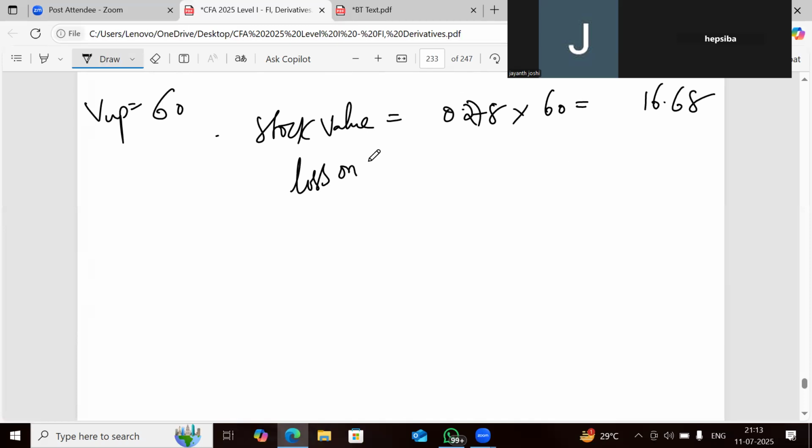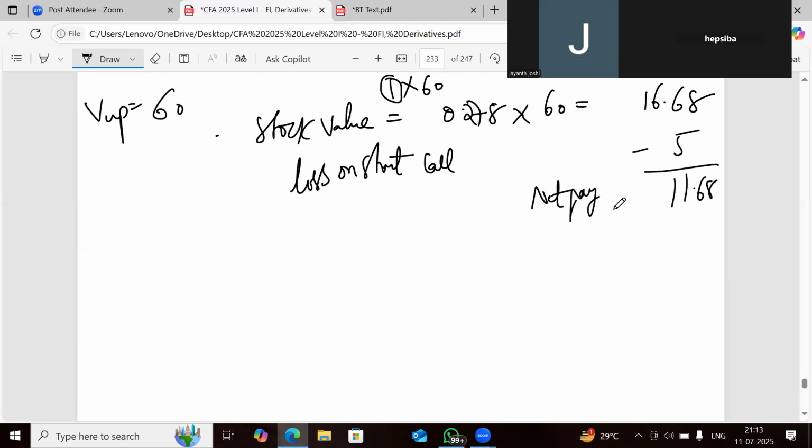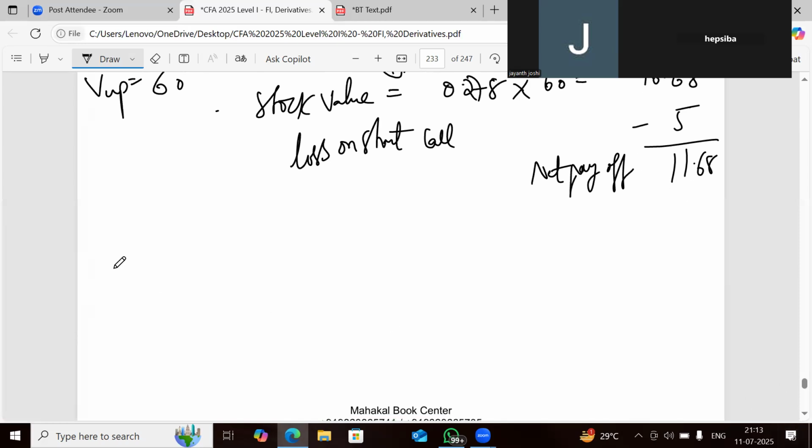Loss on short call. See, it was not one stock into 60. It is 0.278 stock into 60. Not the total one stock, 0.278 part of that stock, or 139 by 500 part of that stock. Whatever you want, you can say. Loss on short call, 5. I subtract, I get 11.68, right? Net payoff. So now my portfolio, when the stock has gone up, is giving this. My portfolio when the stock goes down is giving what?